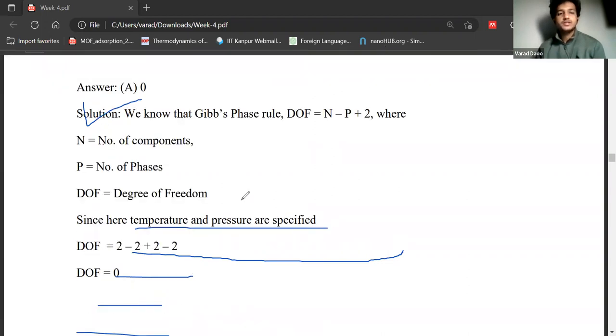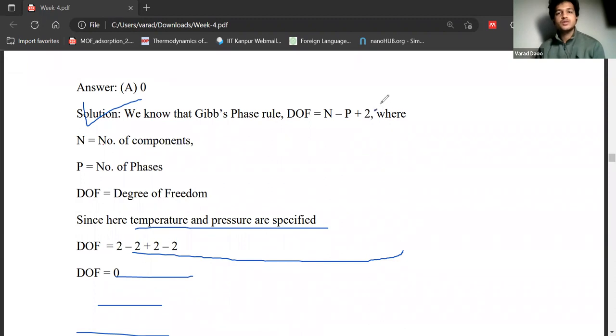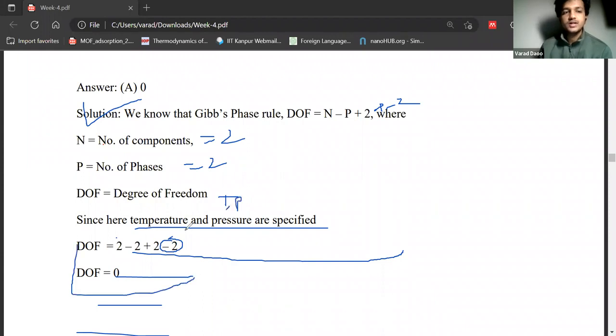Since here temperature and pressure are specified, we have to add minus 2 here, right? And here the number of components is 2, benzene and toluene, and the number of phases is liquid and vapor, also 2 phases. So n is 2, p is 2, plus 2 minus 2 because temperature and pressure are specified, resulting in degree of freedom equal to 0. It is option A.